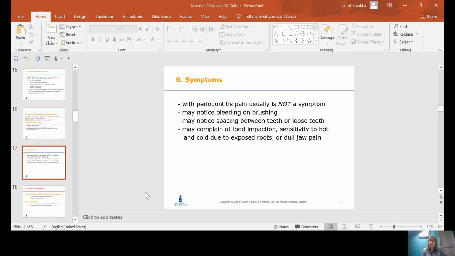Bleeding on brushing, you'll always hear patients say, well, my gums always bled when I brush. So when I'm trying to drive the point home, I always say to a patient, well, let's take, for example, your finger. If you woke up every morning and your finger bled for no reason, would you ignore that? Would that be considered normal? So bleeding when you brush your teeth is not normal. Now, it doesn't mean it hasn't been going on for a long time, but it's not normal. May notice spacing between teeth or loose teeth. Teeth will drift when the bone support is lost, or they will become mobile as they have less supporting structures.